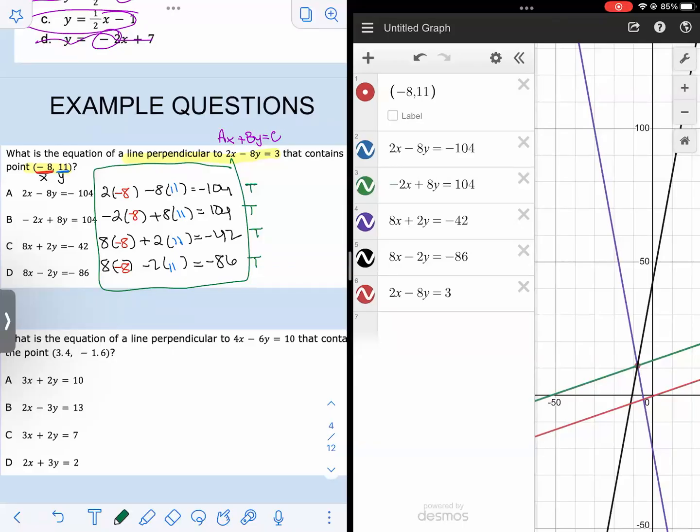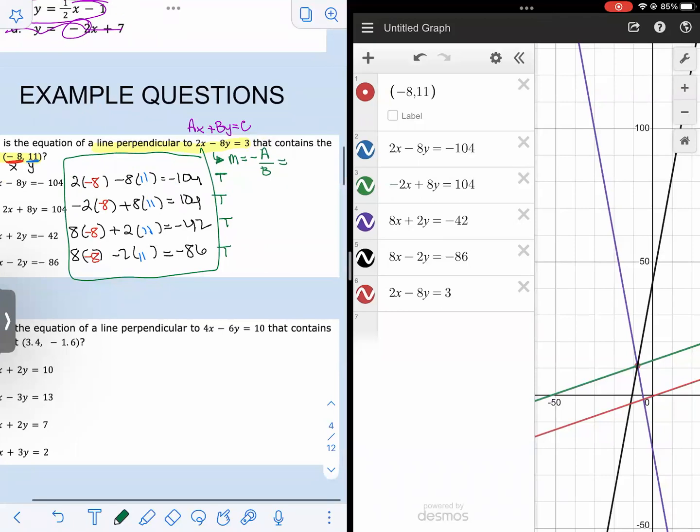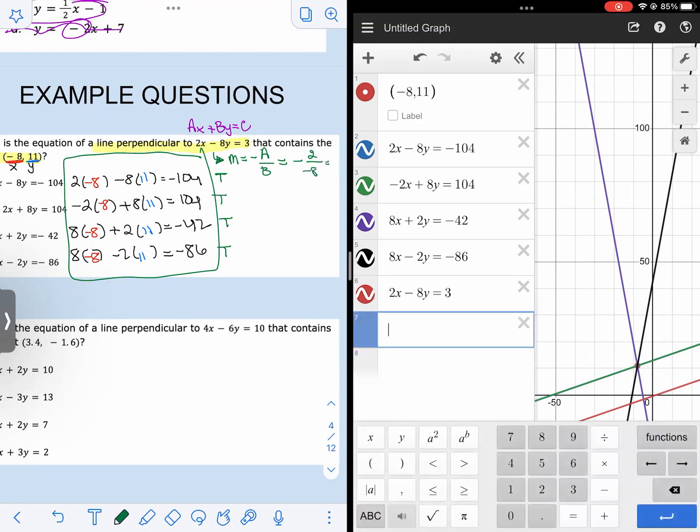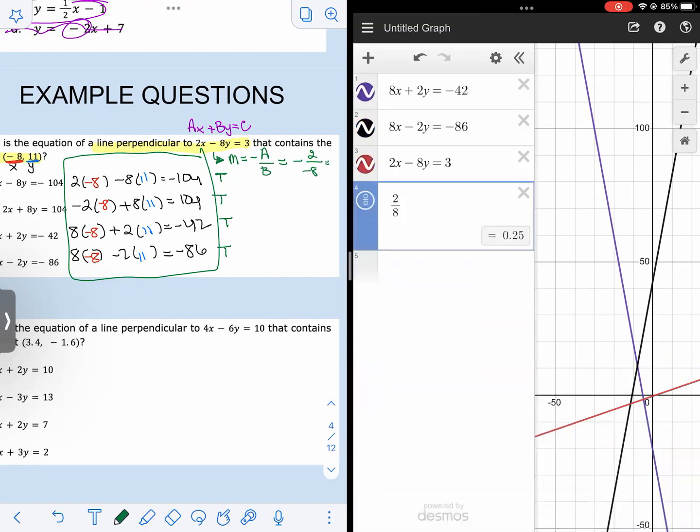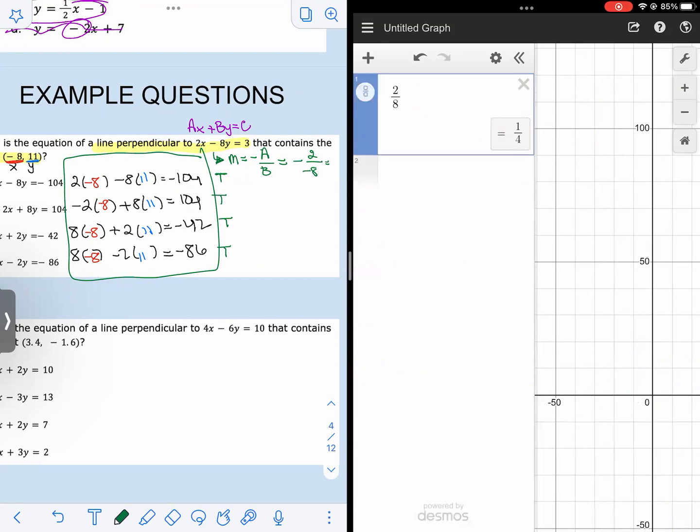So now at this point we're actually going to have to find the slope for each of these. So we're going to take this first equation. Remember, m equals -a/b should be the slope. So I'm going to put the negative. A is 2. B is -8. If you go to Desmos, we're going to put 2 divided by 8. And we should get 0.25, which is also 1 over 4. So I'm looking for the opposite reciprocal. So the slope I want is going to be negative 4 over 1.